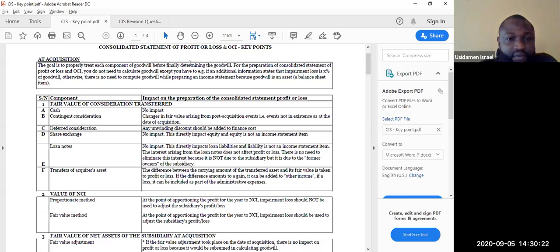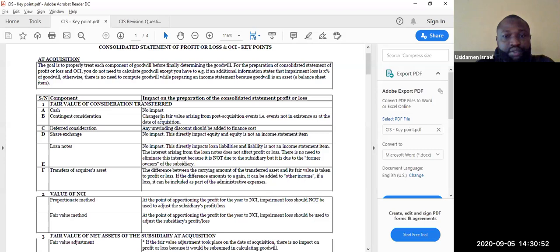So here on the key point, you can see how each typical form of consideration will affect your preparation of the profit or loss account. For example, if it's a cash consideration, most times it has no impact on preparing your profit or loss account, because cash is an asset. So it will be dealt with at the point of preparing the consolidated statement of financial position. It starts there and ends there. So most times it doesn't affect what you do in your profit or loss account.